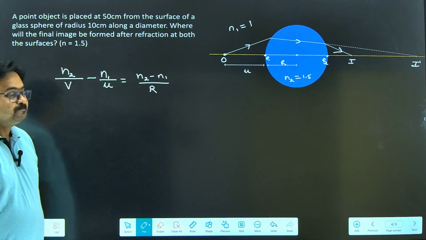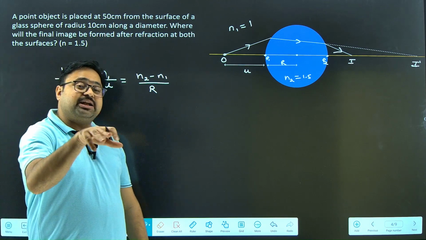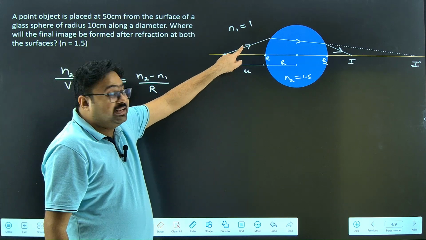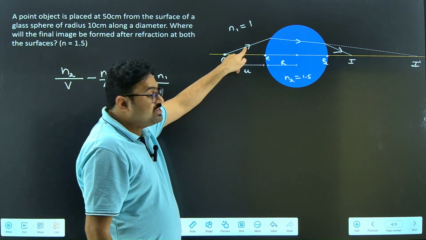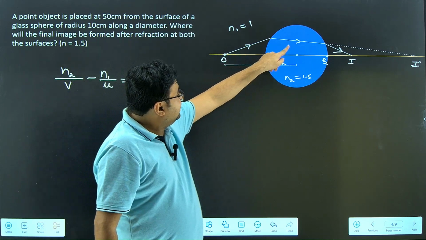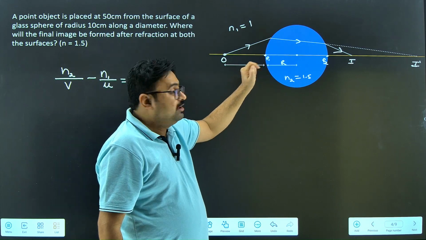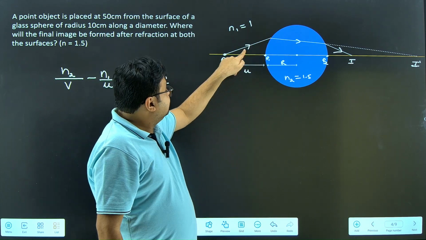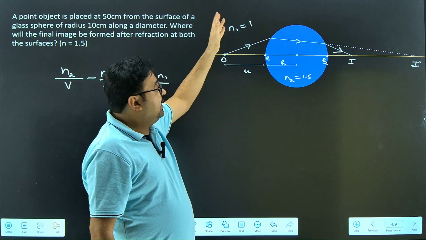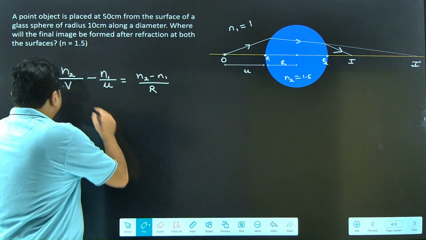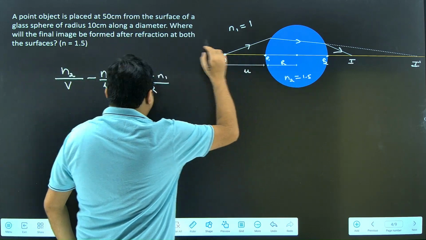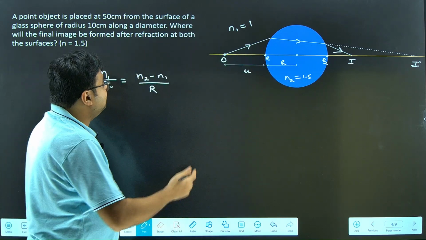That's the formula. Now, what is an object medium? Object medium is the medium in which the incident ray lies. So the incident ray is here, and that's the image medium for this refraction. For refraction at pole P1, the incident ray lies in air and the refracted ray lies in glass. So the refractive index of the image medium is 1.5 and the refractive index of the object medium is 1.